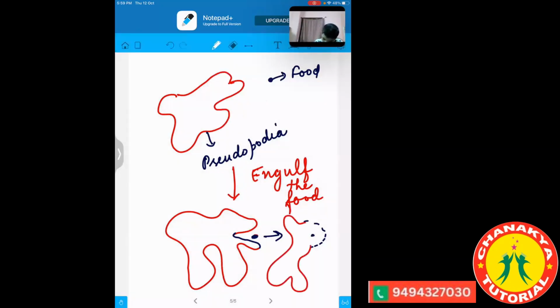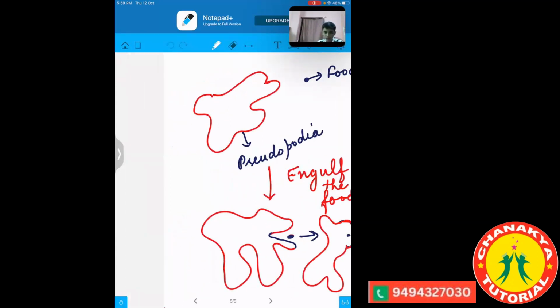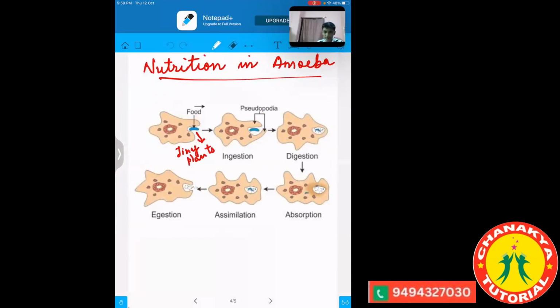So this is the amoeba. Now the food has been reached inside. So this is what they have done. With the help of the pseudopodia, they have taken the food inside their body. And that is what we call ingestion. Clear? So engulfing of the food and taking the food inside the body with the help of the pseudopodia is called the ingestion process.